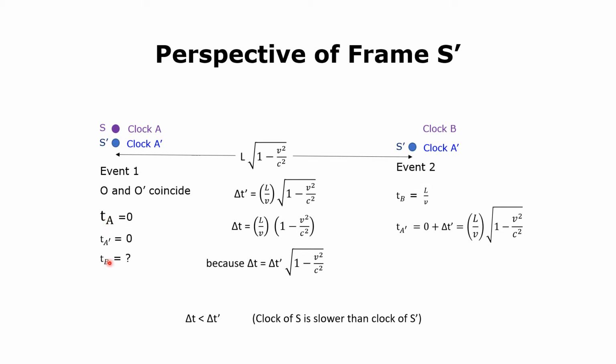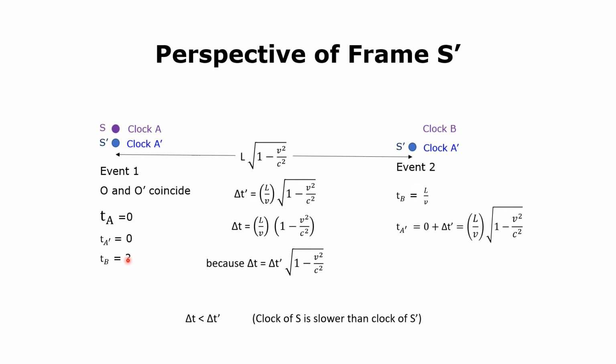Remember that at event 1, clock B is not next to S prime. It is at some distance. So S prime does not see the current reading of clock B. That is why I have used a question mark for the reading in clock B at event 1.